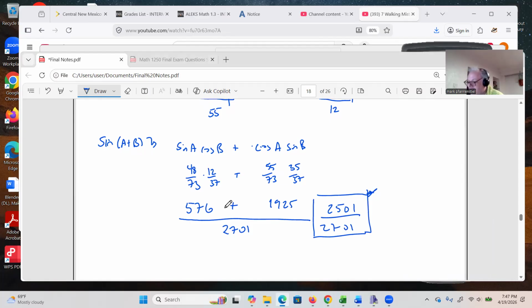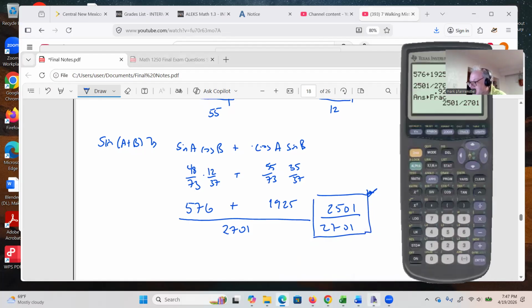When I do these problems, they're almost always Pythagorean triples, so they come out to be nice values. You don't have to do extra stuff with them. But the answer that you're going to have to give me is a fraction, 2501 over 2701, not a decimal. That's not an exact value.